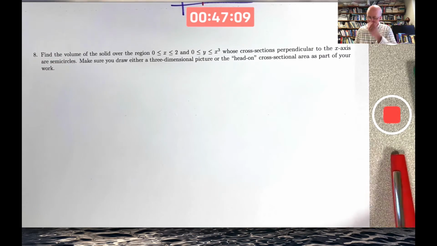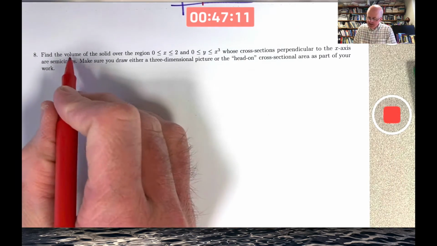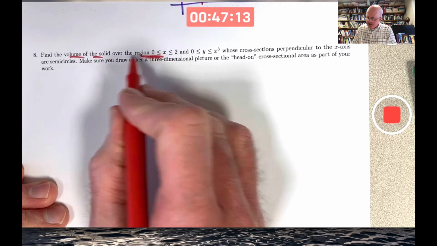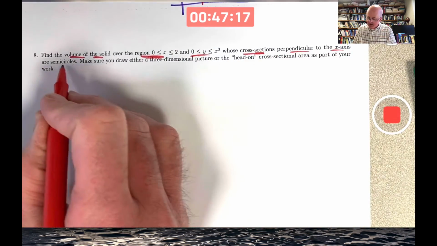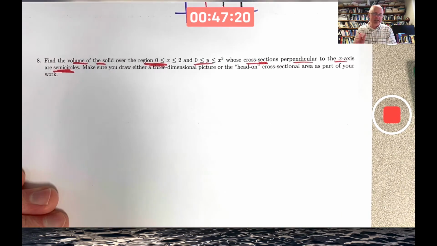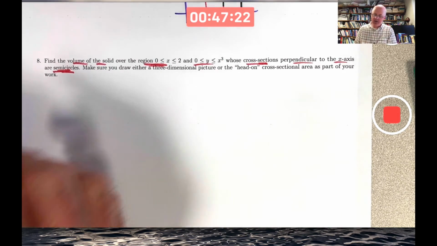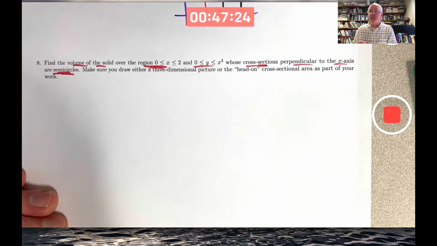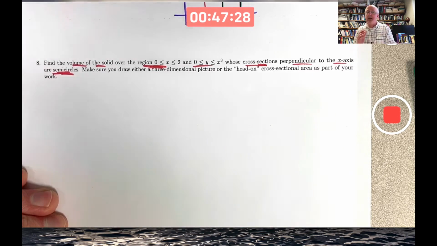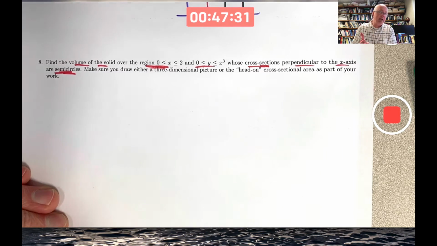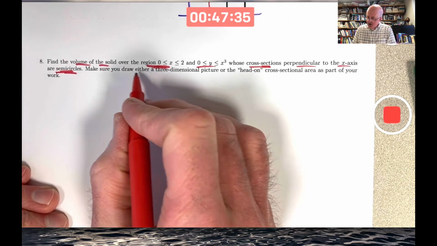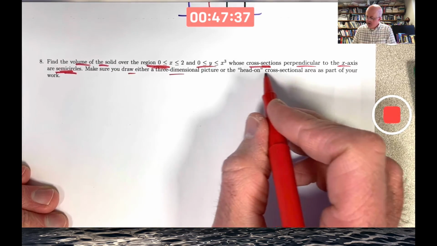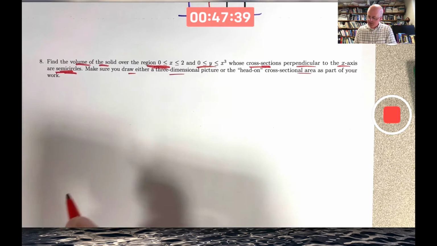Number 8. Find the volume of a solid over a certain region, that's the base, whose cross-sections perpendicular to the x-axis are semicircles. Fixed type of cross-sections here. Semicircles in this case, sometimes you encounter problems with square cross-sections, sometimes with discs, in other words, circles, sometimes with equilateral triangles, for example, is another type that you might encounter. Make sure to draw a three-dimensional picture or a head-on cross-sectional area. I will draw both as part of your work.